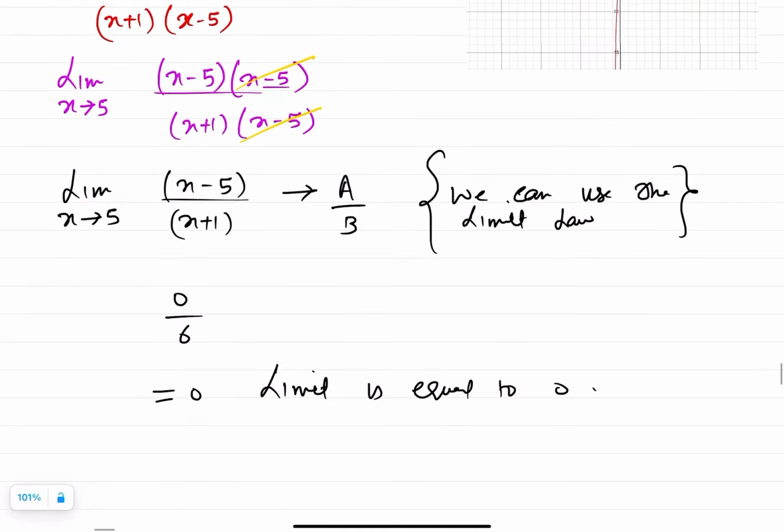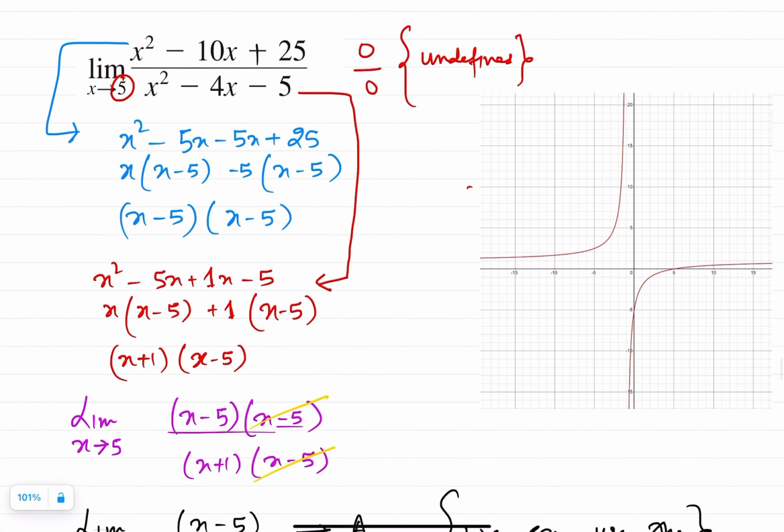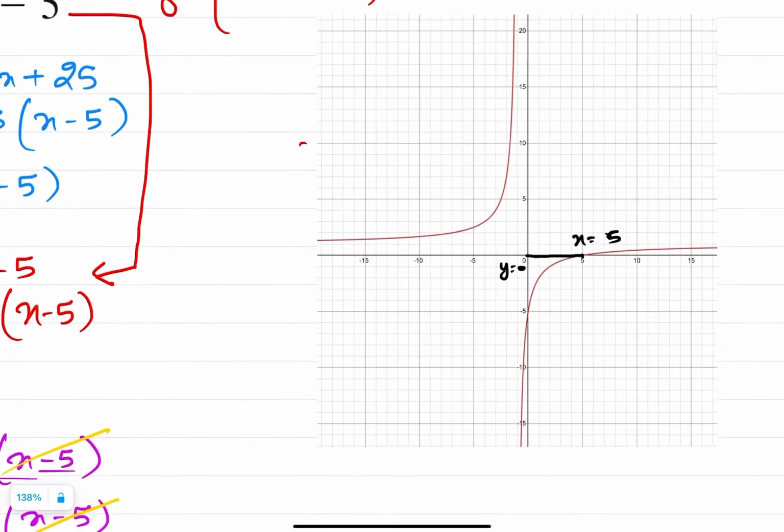Even in the graph we can see, this is a function, the two red curves. If you are approaching x equal to 5, here we can see the corresponding y value is equal to 0. So for input x equal to 5, the output is equal to 0. So the limit for this function is equal to 0.